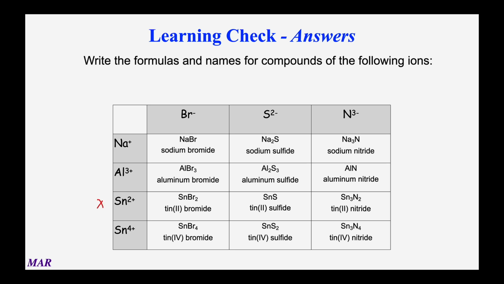Remember that all the names with the tins are going to have the Roman numerals in them. And the Roman numeral, again, reflects the charge on the metal. It doesn't reflect the number of bromides or anything like that.